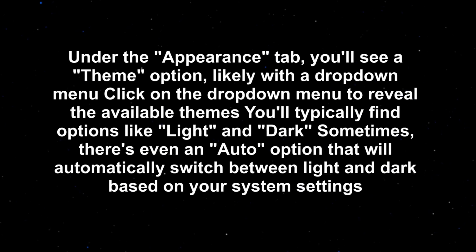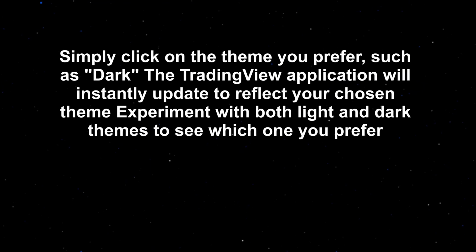You'll typically find options like light and dark. Sometimes there's even an auto option that will automatically switch between light and dark based on your system settings. Simply click on the theme you prefer, such as dark. The TradingView application will instantly update to reflect your chosen theme. Experiment with both light and dark themes to see which one you prefer.